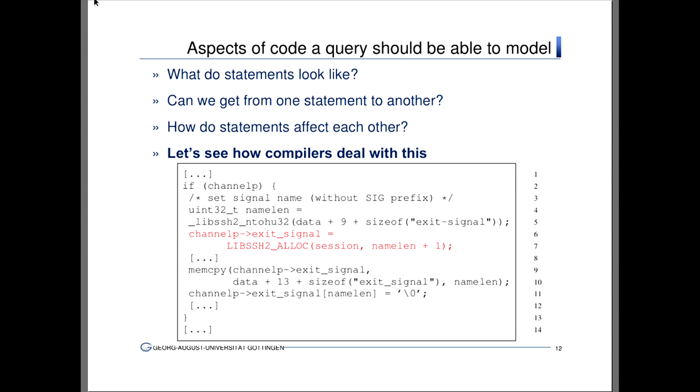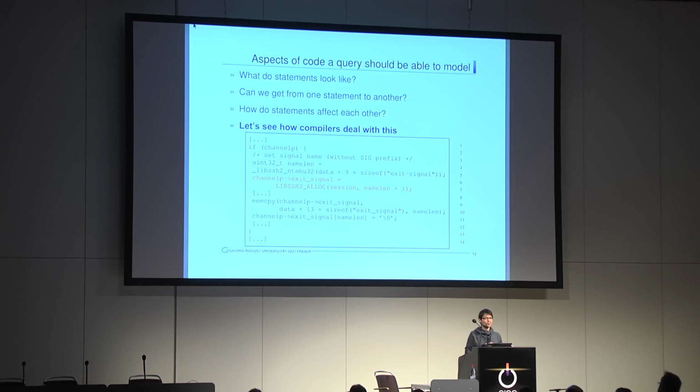Now, the prime question is, if we want to build a good search engine, what does our language need to be able to model? Overall, I think it's the following. We need to ask, what does the statement look like? Can we get from one statement to another? And how do the statements affect each other?